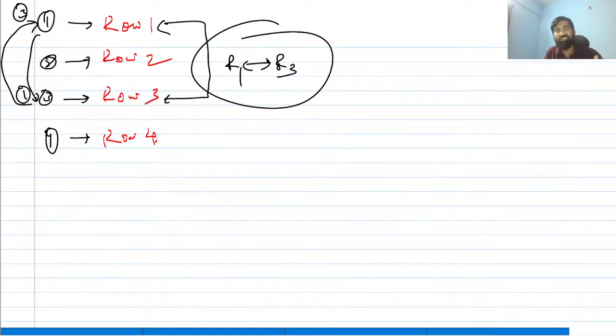If one swap is there, two rows are interchanging, so -1 will come into the picture. If other rows are also exchanged, then -1 into -1, right? The number of row exchanges will bring -1 in front of the determinant of the matrix. ठीक है? I hope this makes sense. And more than this cannot be understood. This is very intuitive. Okay, this is very intuitive.